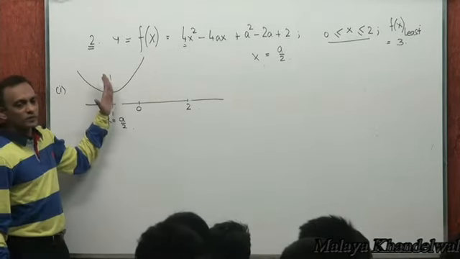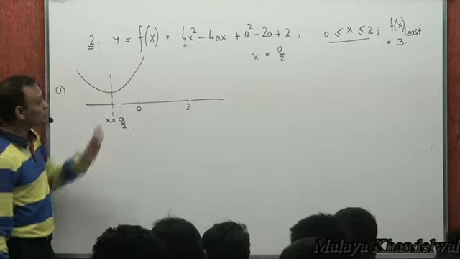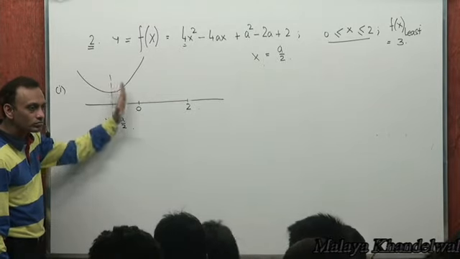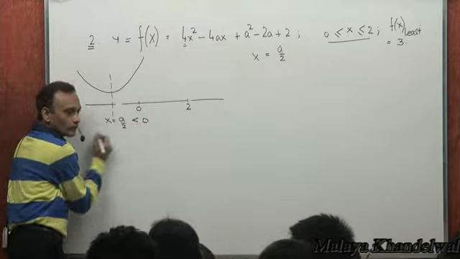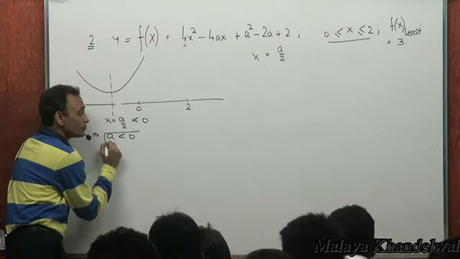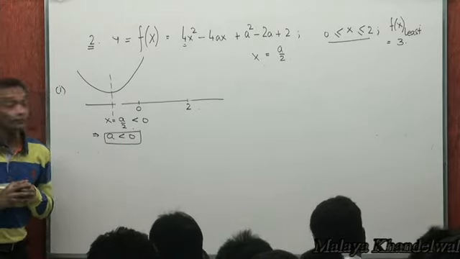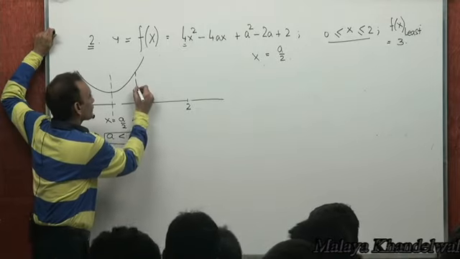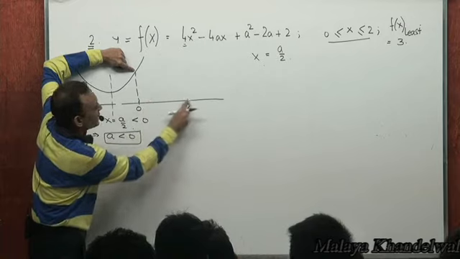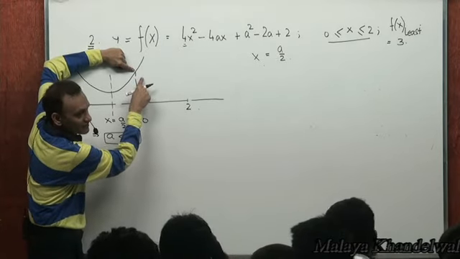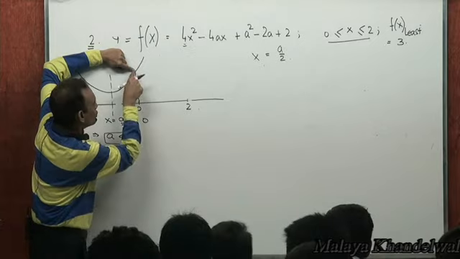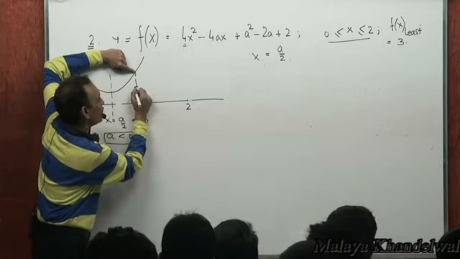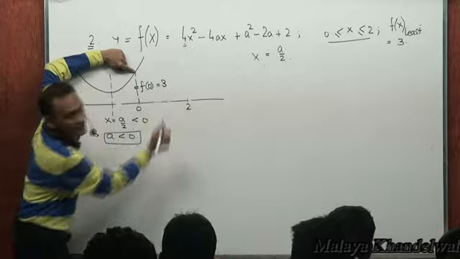So for sure, if this is the disposition of the parabola, then a by 2 is less than 0, right? So a must be less than 0 for sure. Now, do you realize that if this is where the axis of symmetry is, then if you take the interval 0 to 2, it's continuously increasing from x equal to 0 all the way to 2. f(x) is continuously increasing, therefore the least value would be at 0. f(0) must be 3 therefore in this case.